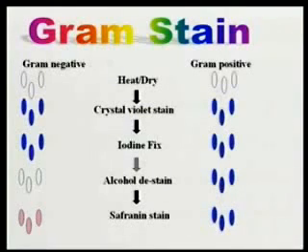The final step is we use safranin, which is a pink or pinkish stain. The gram-negatives now become pink because they were decolorized. The crystal violet stain is so intense that you don't see the pinkness there, so the color of the gram-positive doesn't really change when you treat with safranin. Bottom line, you end up with a pink or blue organism.